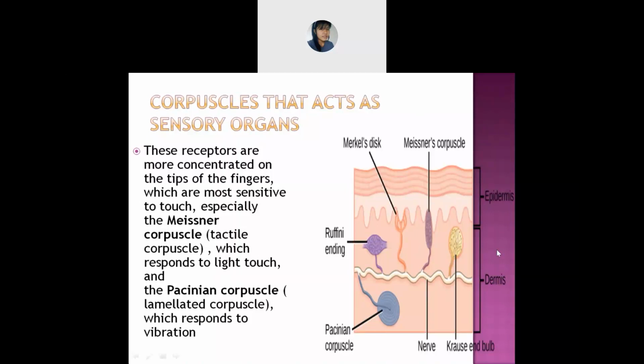Next is the Pacinian corpuscles. With the help of the Pacinian corpuscles, you can respond to vibration. I mean, if something is vibrating, you can sense that.